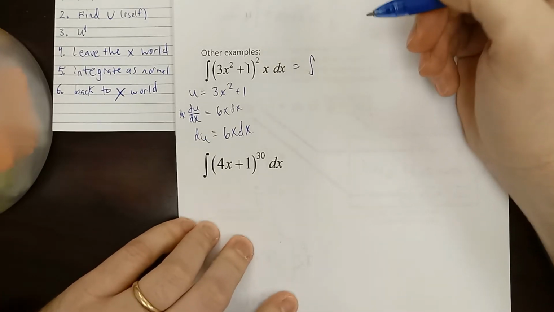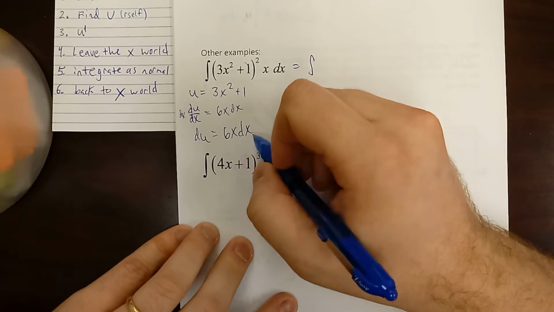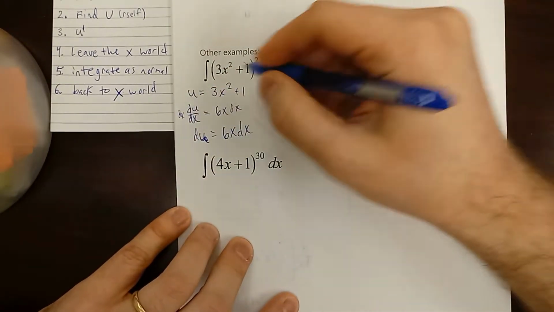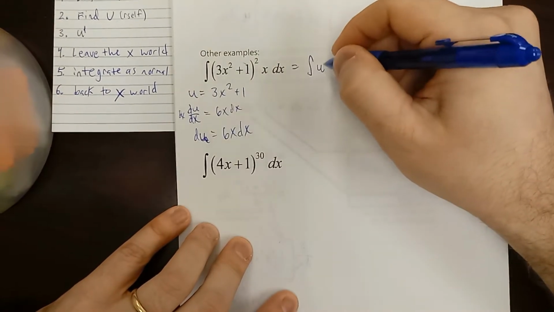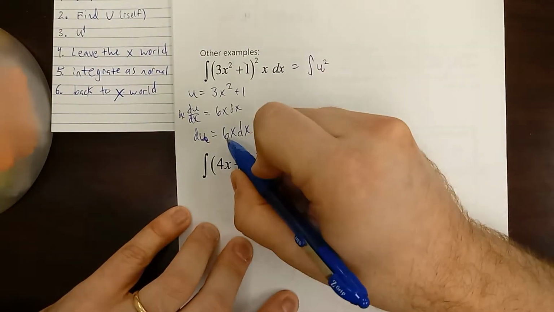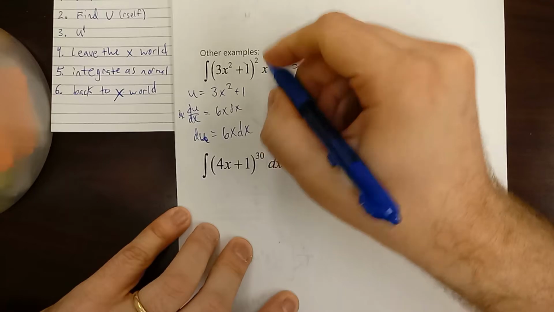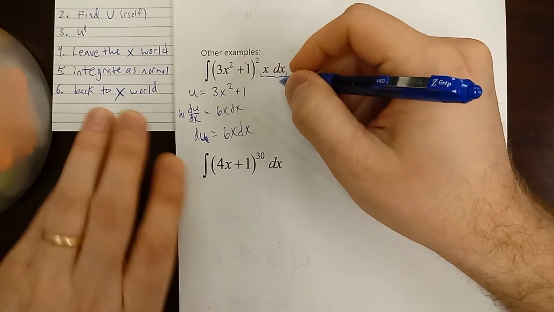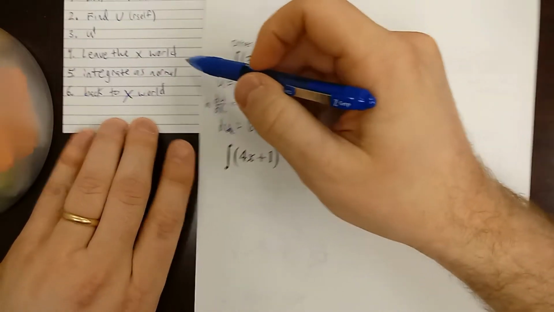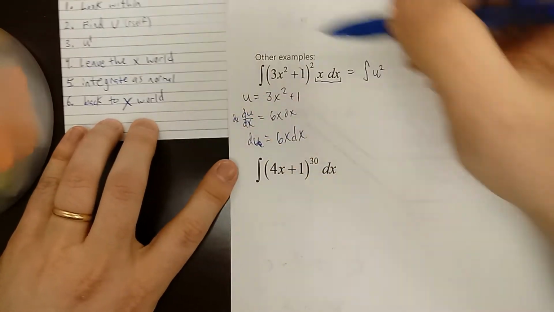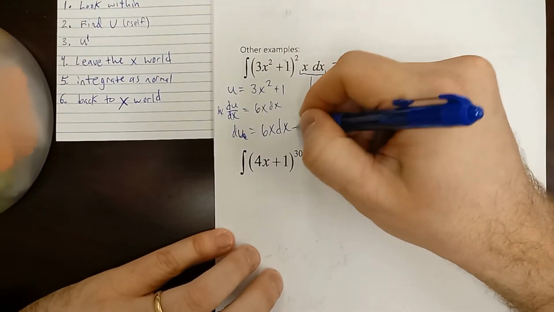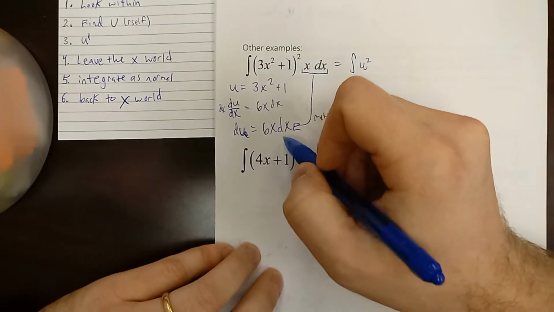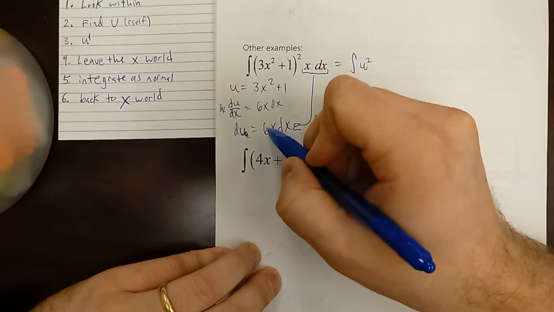Okay, this is a fake pause. We should experience some level of cognitive dissonance here. Our brain should go, wait a minute. Last time, we can say this is u squared, but I have 6x dx, and this and this don't match. So to leave the x world, we need to make these match. And how could I make these match? Well, if that 6 wasn't there, they would match.